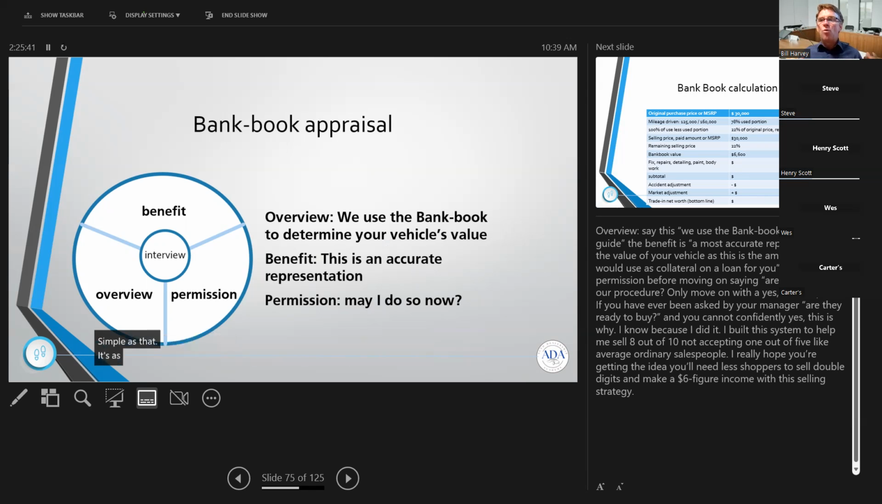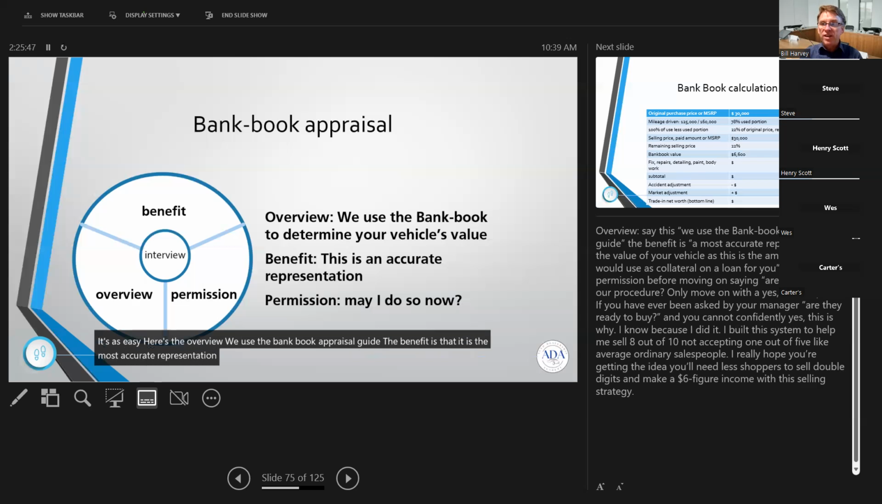Here's the overview. We use the Bank Book Appraisal Guide. The benefit is that it is the most accurate representation of the value of your vehicle, as it is the amount the bank would use as collateral for a loan for you. And are you okay with that?